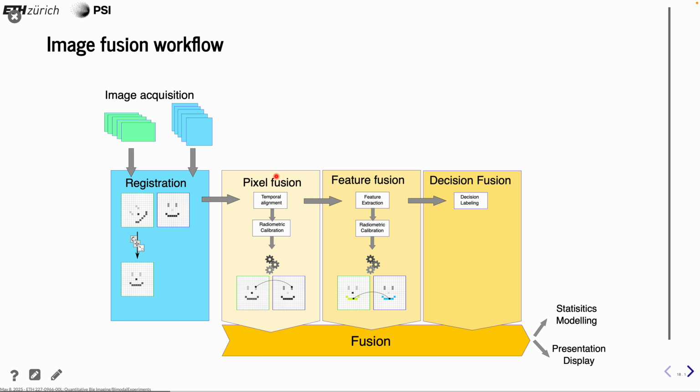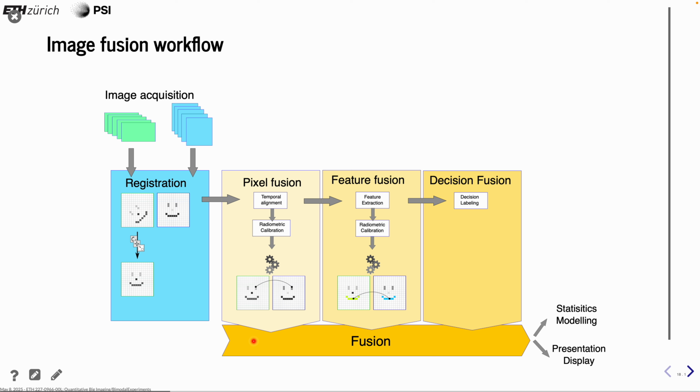Then you go into the pixel fusion and work on first aligning the images, and then you may need to do some radiometric calibration, which means you have to adjust the gray levels. Maybe a plane normalization would be helpful here. And then you compare pixel by pixel. The next level, you have extracted some features, and you may need to do a radiometric calibration again. And in this case, you look at different objects and compare them between the two modalities. And finally, we have the decision fusion, where you have decisions and labeling.